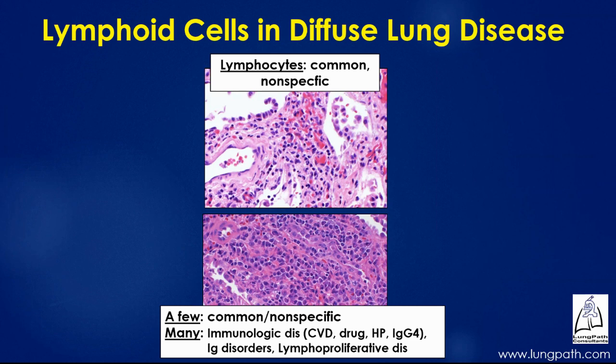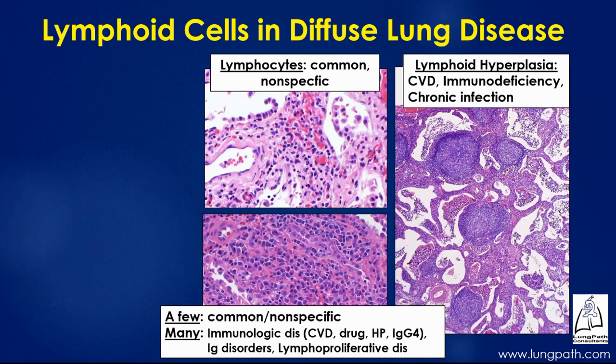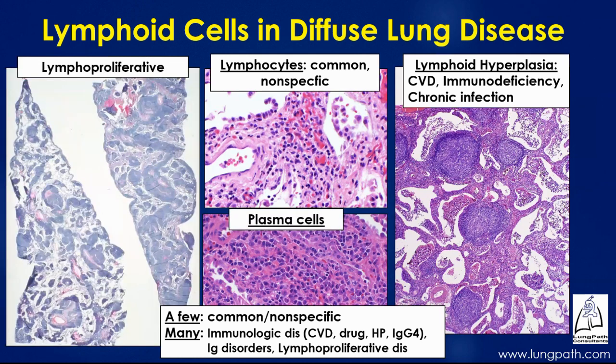and lymphoproliferative disease. Also narrowing the differential is lymphoid hyperplasia with germinal centers, not just small lymphoid aggregates, but good germinal centers. Then your differential includes primarily connective tissue disease. Immunodeficiency syndromes and chronic infections can also do it. And then, of course, when you have sheets of lymphocytes, sheets of lymphoid cells, you don't even need to get off low power to know that you're dealing in the setting of a lymphoproliferative disease, such as the small lymphocytic lymphoma presenting in the lung on the left-hand side.